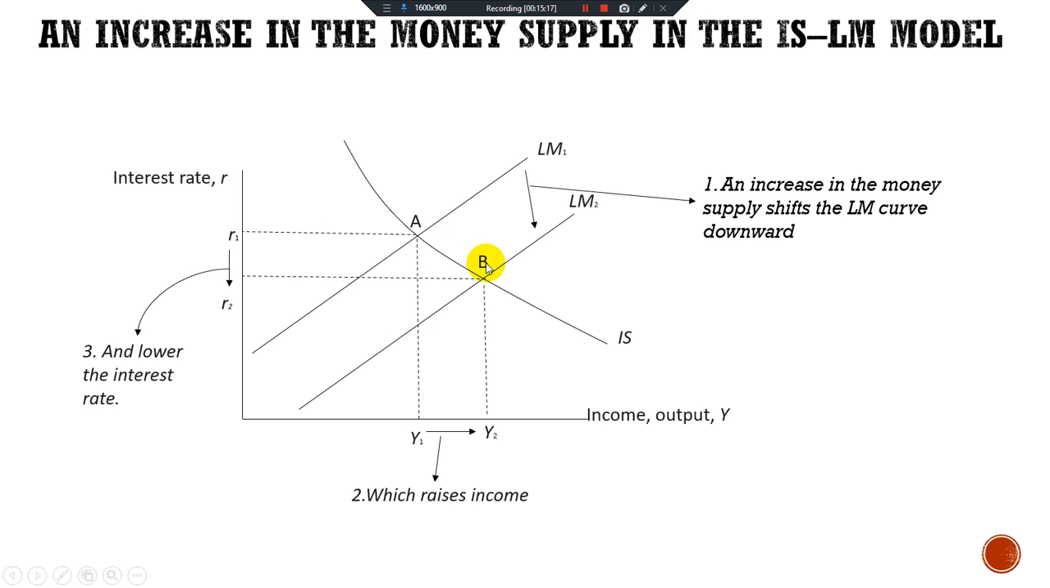This will lower the interest rate from R1 to R2. This lower interest rate in turn has a ramification for the goods market. A lower interest rate stimulates planned investment, which increases planned expenditure, production and income from Y1 to Y2. Thus, we have here one of the main things, that is the monetary transmission mechanism.